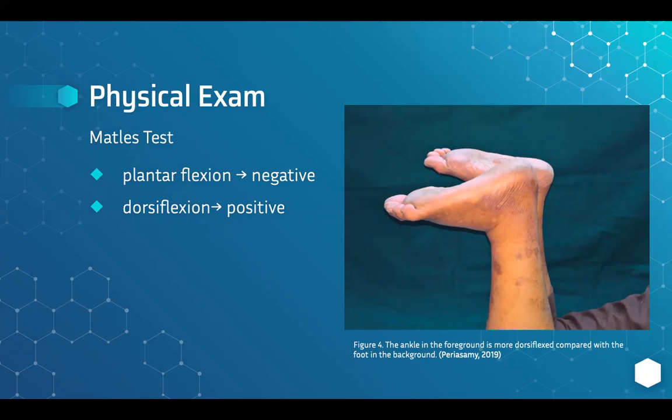When the foot points away from the leg or in a plantar flexion, the test is negative. And when the foot points towards the shin or in a dorsiflexion, then the test is positive. So, for example, in this picture, the ankle in the foreground is more dorsiflexed, as we can see it's pointing towards the shin compared with the foot in the background, which is in a plantar flexed position, like pointing away from the shin. So the ankle in the foreground indicates the possible presence of Achilles tendon rupture.